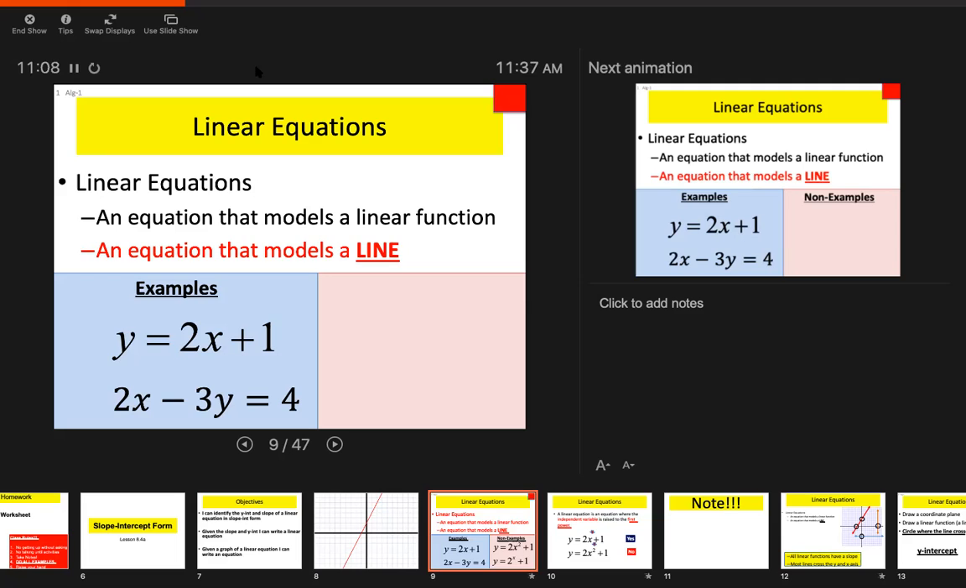You guys have not encountered this, but here's the real deal. Hey, x is to what power right here? X is to what power right here? If x is to the first power, it makes a line. If x is not to the first power, it won't make a line. It makes other shapes, literally other shapes. We'll explore them this year in geometry and algebra 2 and pre-calculus.